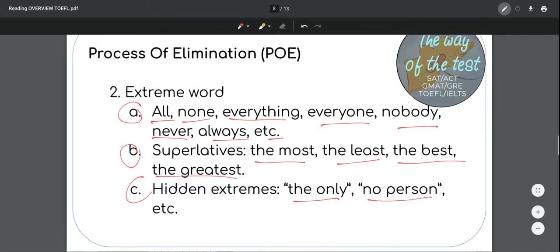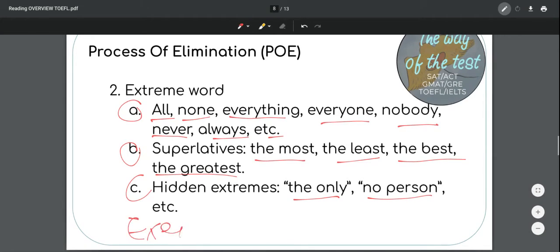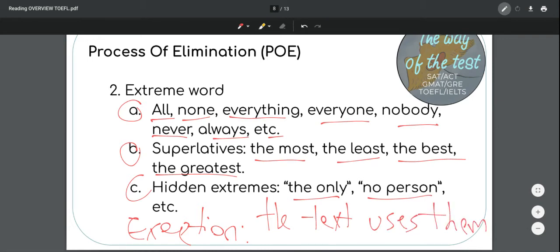Now, what is the exception? There is definitely an exception. What is the exception? The exception is that the text uses them. So if the text says the most, the best, or nobody, no one, etc., we are going to use them. Again, that is the exception. In general, we avoid extreme words unless the text uses them.